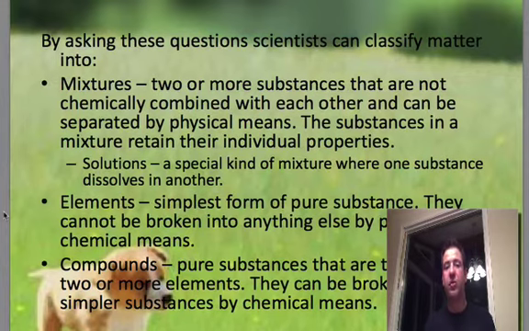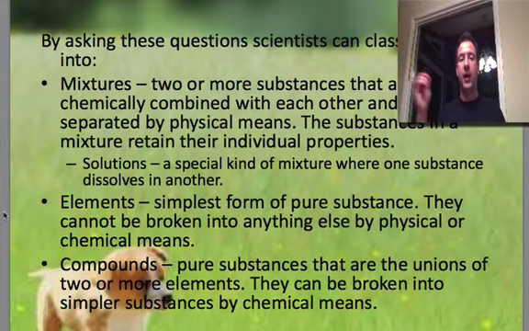Basically, two or more substances that are physically combined with each other are called mixtures, and this is done by physical means. Elements, though, are the simplest form of a pure substance. By simplest, I mean they can't be broken down any farther. The elements are on the periodic table. So sodium, chlorine, hydrogen, helium, gold, iron, sulfur, all those are elements.